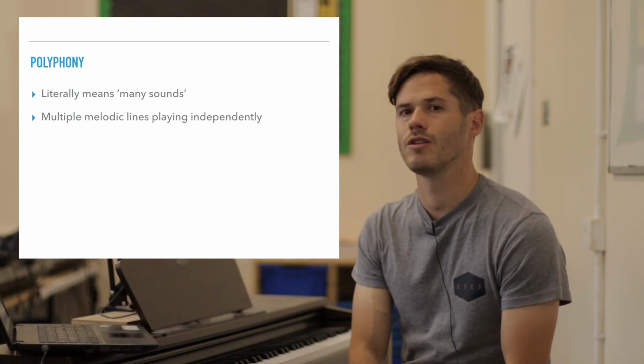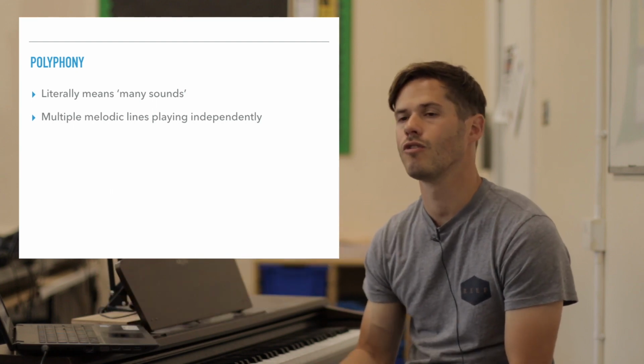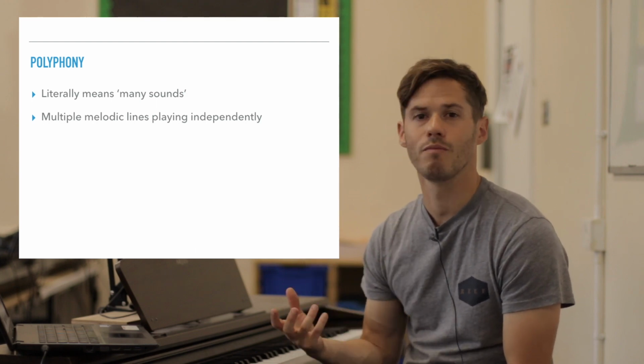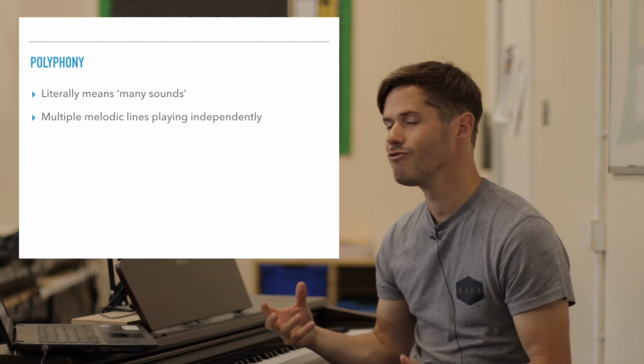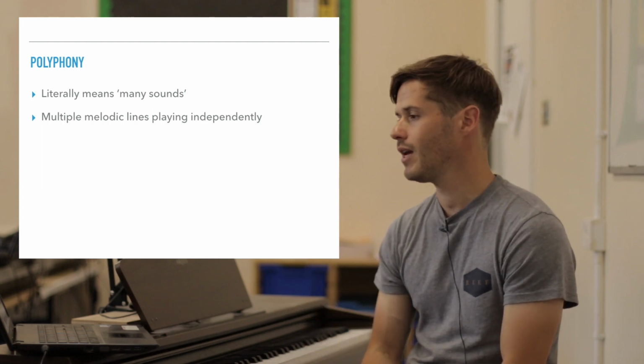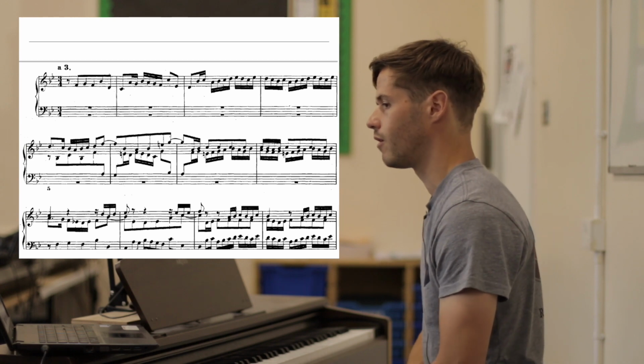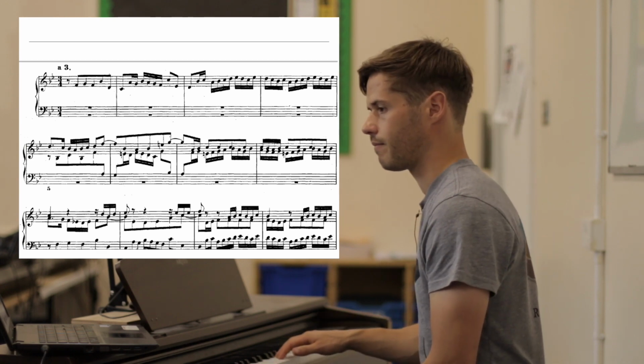This really comes into its own in the Baroque era, where you've got composers like Bach really experimenting with polyphony and making really complex arrangements. Here's one example by Bach. It's a fugue in B flat.